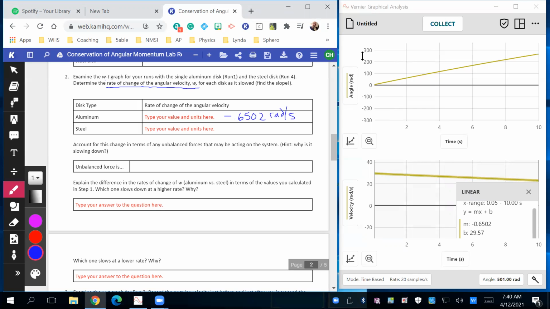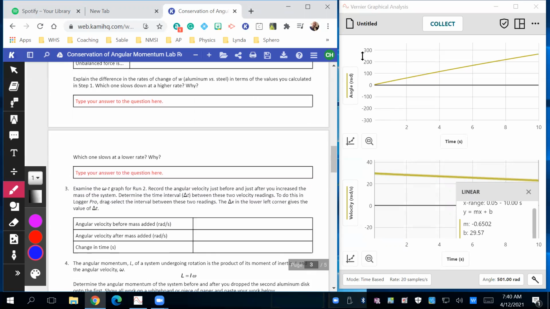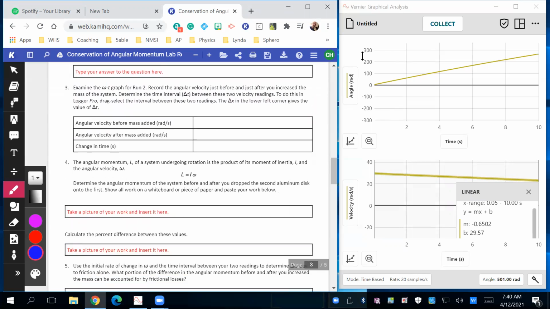I'm going to do that one, and then I'm going to do it for the steel, and then they have a couple of questions for you to answer. They want to know why it slows down. It should be super obvious.